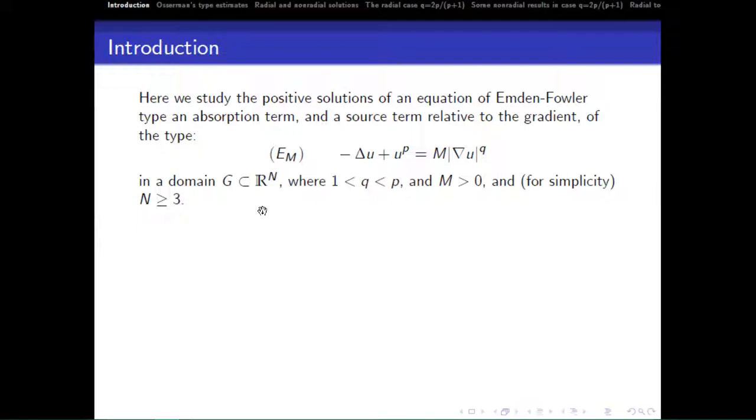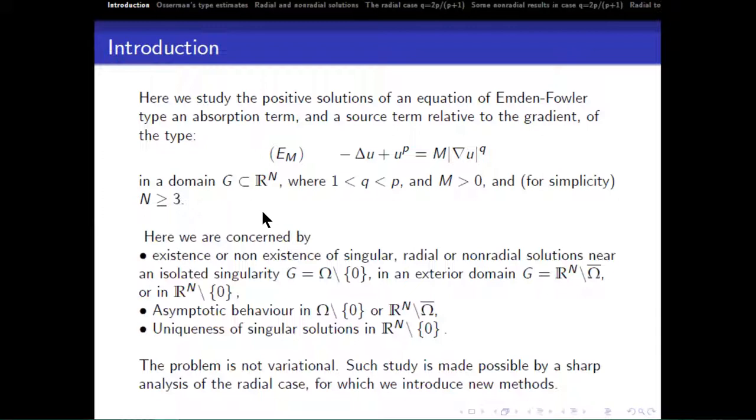So here we are concerned with some different problems: existence and non-existence of singular radial or non-radial solutions near an isolated singularity. That means Ω minus zero, or in an exterior domain, R^N minus Ω bar, or in all of R^N minus zero. Also, I want to study the asymptotic behavior near a singularity or in an exterior domain, and also deal with uniqueness of singular solution in R^N minus zero.